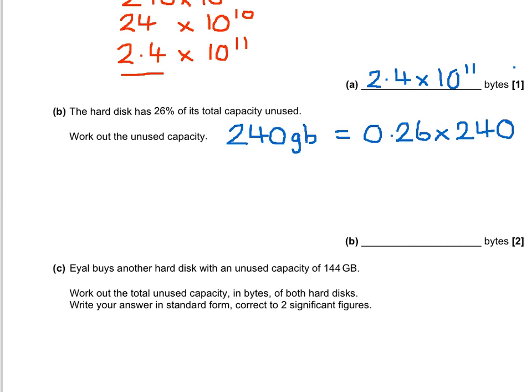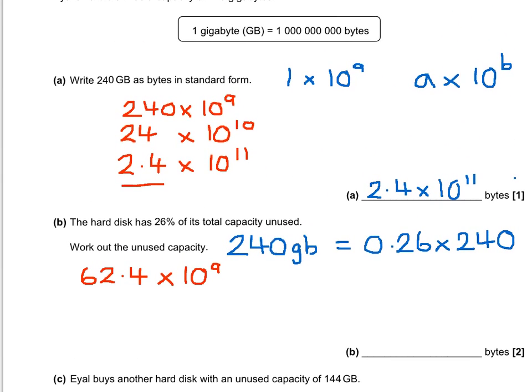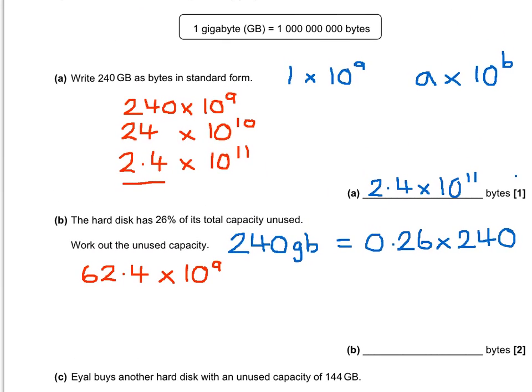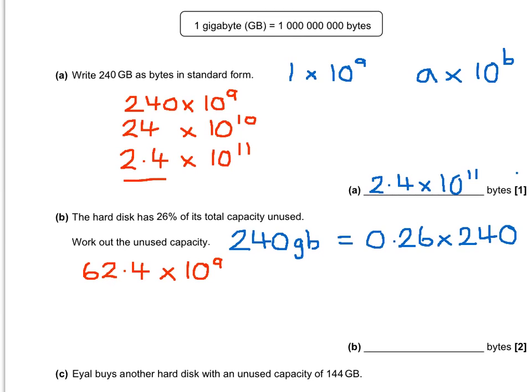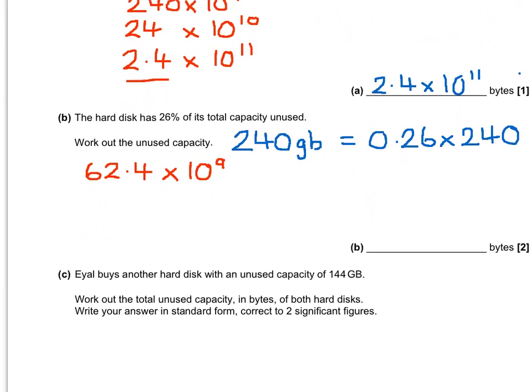And if we do that, that gives us 62.4. And 62.4, again, if we write it out as we started off, would be times 10 to the power of 9, because if we go back to the start, 1 gigabyte is 1 times 10 to the power of 9. So 62.4 is just going to be 62.4 times 10 to the power of 9.